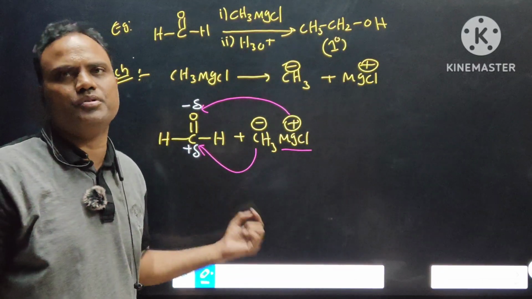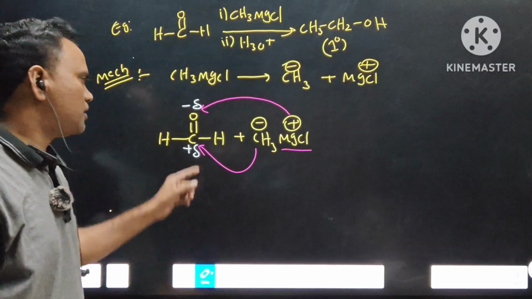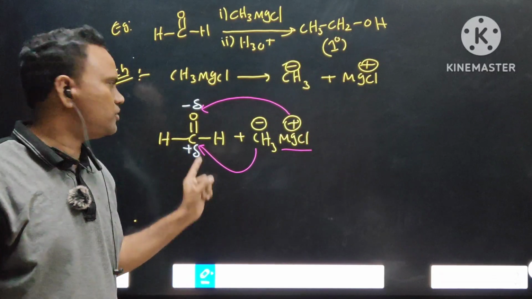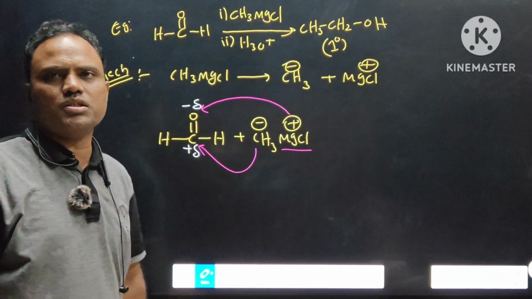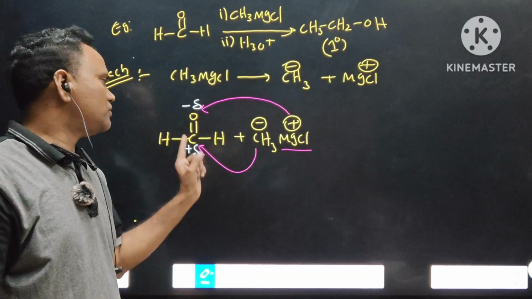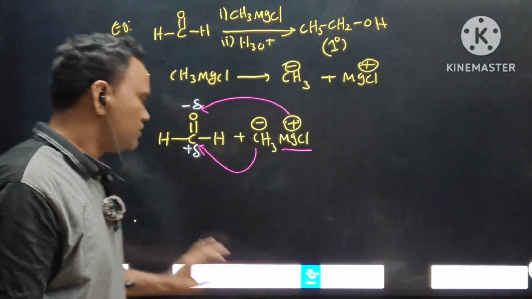This is very important. Splitting is easy only. You should know about addition. In the carbonyl group, carbon is having positive, oxygen is having negative. So add oppositely charged species. Negative adds to positive, positive adds to negative. Right? Next.